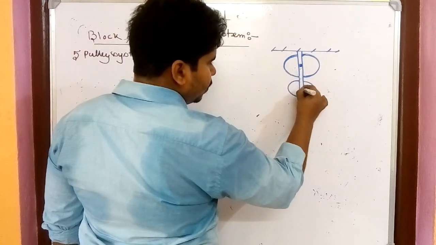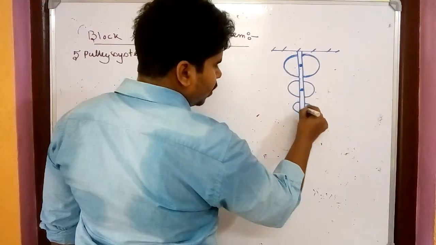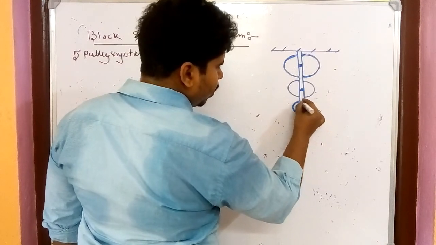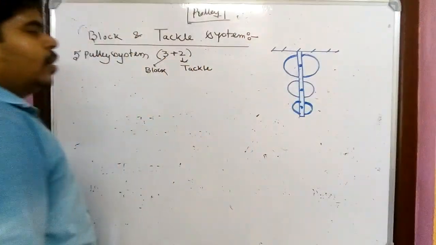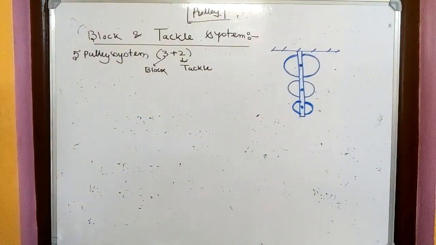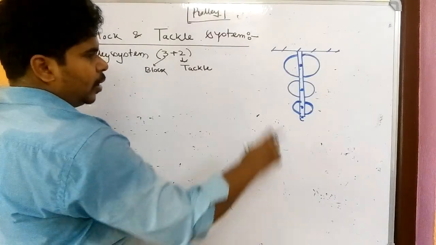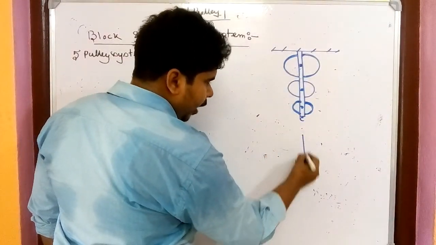Number 2, this is also fixed, and number 3, this is also fixed. So 3 pulleys are fixed, that means the block system is done. And here one hook is kept. Now next frame we'll do for tackle.